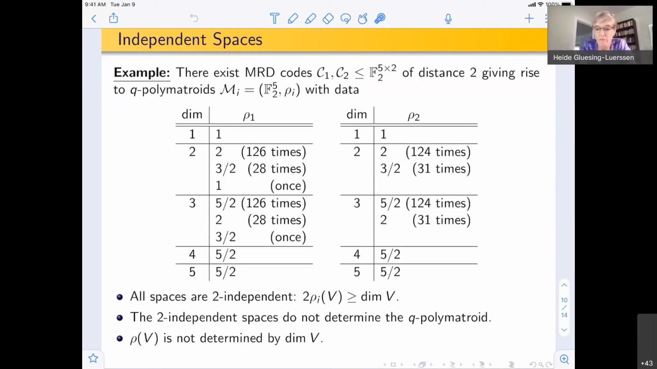So they do not. That may contradict what I said earlier, but we have not yet taken the rank value into account. And here is a big difference to q-matroids. The rank value is not a function of the dimension, not for independent spaces. For q-matroids, the rank value for an independent space is simply the dimension, but here the rank value can take different values even for spaces of the same dimension. So if there is any hope that the independent spaces determine the q-polymatroid, we need to take the rank value into account.